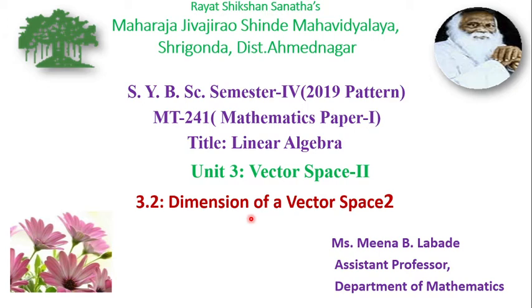In the previous video, we have seen dimension of a vector space, part 1. In that video, we have seen the definition of dimension of a vector space and two most important results based on it. First one was, if the dimension of a vector space is n, then any set containing more than n vectors is linearly dependent. And second theorem, any two bases of a finite dimensional vector space have the same number of elements.